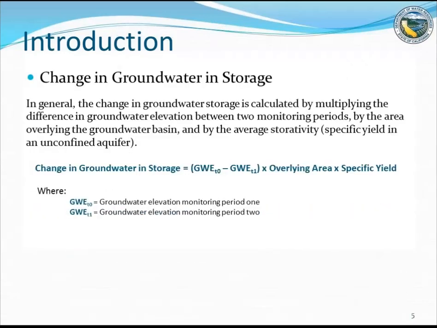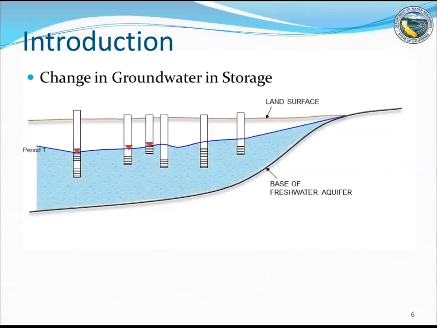So what does DWR mean by change in groundwater in storage? Well, this is a written description and a little formula, which basically states that we look at the groundwater elevations from two different time periods, and we determine the change in those elevations, and then multiply that by an overlying area, such as a groundwater basin, and then calculate the amount of change in groundwater in storage by applying a specific yield value. So this is a way to diagram that process.